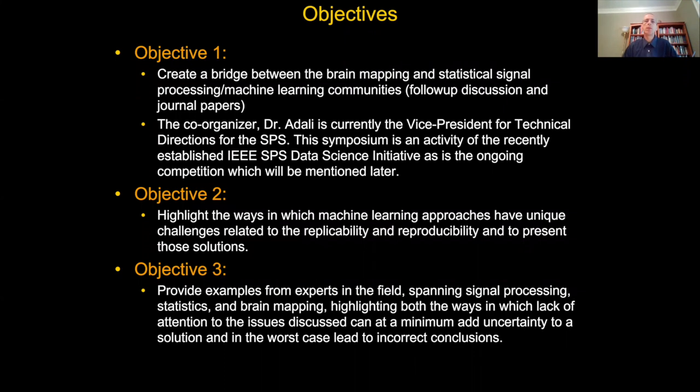Our goals for this session were, first, to create a bridge between brain mapping and machine learning statistical signal processing communities. This is one of the reasons we have Dr. Adali, who's the Vice President for Technical Directions for the Signal Processing Society. She's going to comment on some of the algorithmic aspects as well as the data science initiative at IEEE. Objective 2 was to highlight particular ways machine learning approaches have unique challenges in the context of replicability and reproducibility. And our third objective was to present some examples from experts in the field, ways in which these approaches have been used, and some of the challenges, some of the ways that we have to be careful.